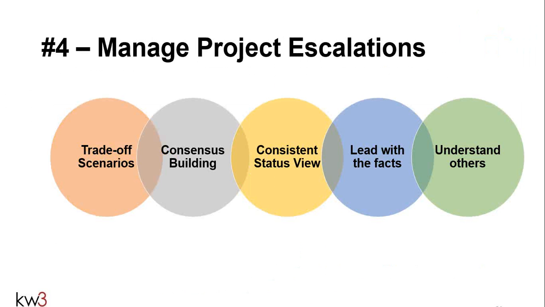Another point around managing escalations is consensus building. This goes back to our previous strategy around keeping leadership engaged. By keeping leadership engaged, having the stakeholder commitment process in place, the steering committees, and that consistent view, you continue to build consensus and move everyone up that pendulum to the far right quadrant. That helps you better manage escalations, because you have more control of the project and better containment over everything that's happening, along with everything we talked about before: status view, leading with facts, and understanding others.